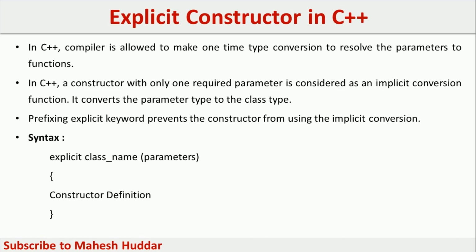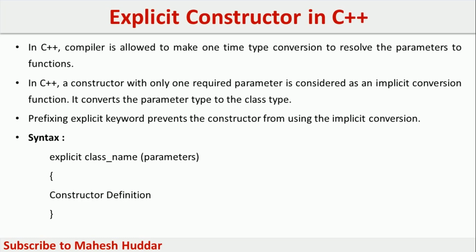Now coming back to the last type of constructor, that is explicit constructor. In C++, the compiler is allowed to make one-time type conversion to resolve the parameters to functions. In C++, a constructor with only one required parameter is considered an implicit conversion function. It converts the parameter type to the class type. That is, if you have only one parameter to the constructor, then that will be implicitly converted to the class type. Prefixing the explicit keyword prevents the constructor from using implicit conversion.